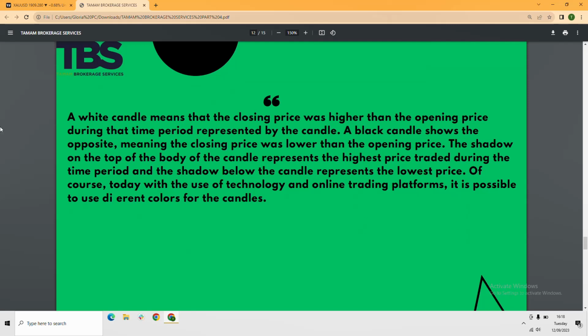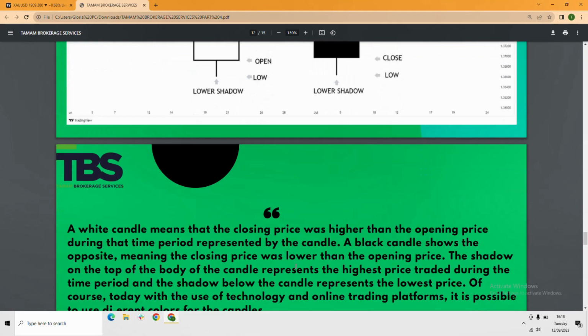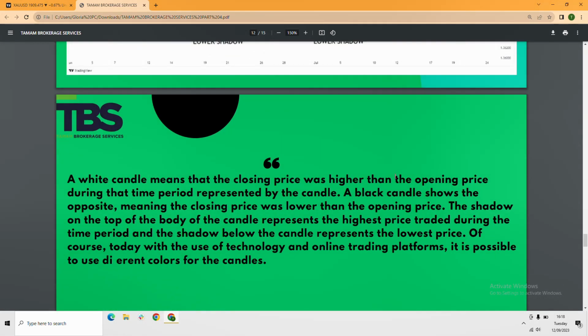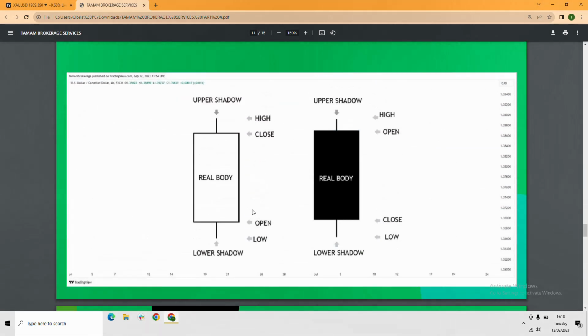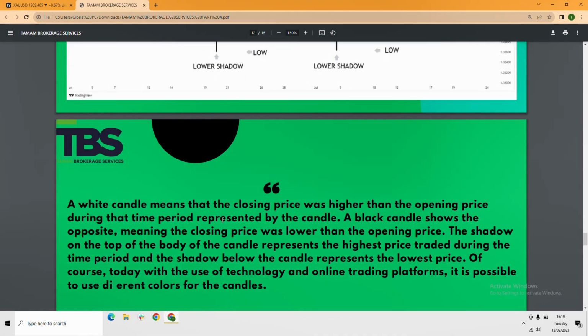Okay. So here I'm trying to further explain that a white candle in this image above, it's a white candle, this is a black candle. So what I'm trying to say down here is a white candle means that the closing price was higher than the opening price during that time period represented by the candle. That is why the candlestick is bullish. The closing price is higher than the opening price, as you can see. Its opening price is below, the closing price is above.